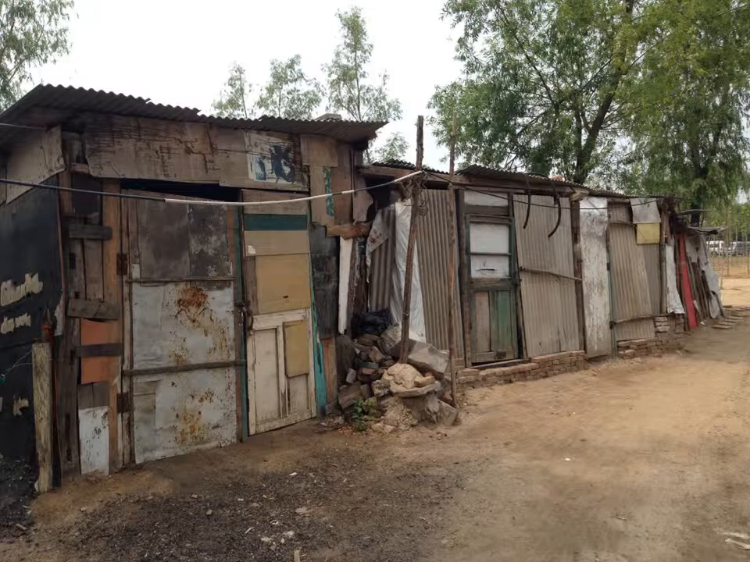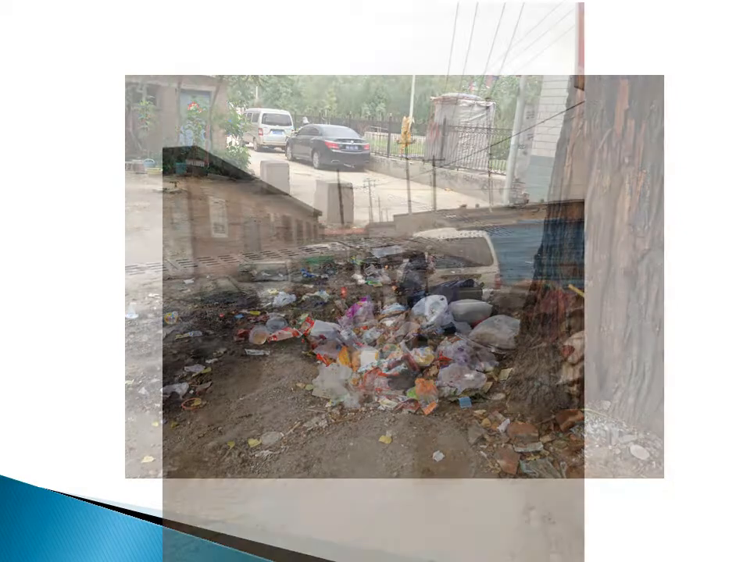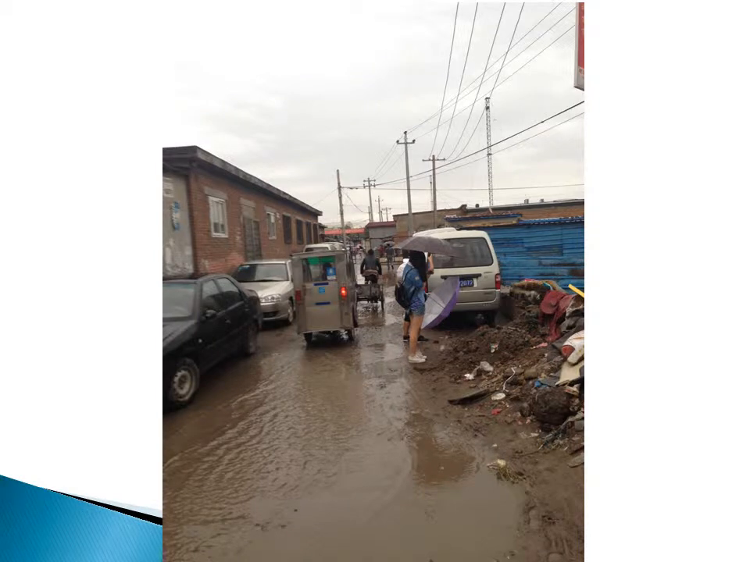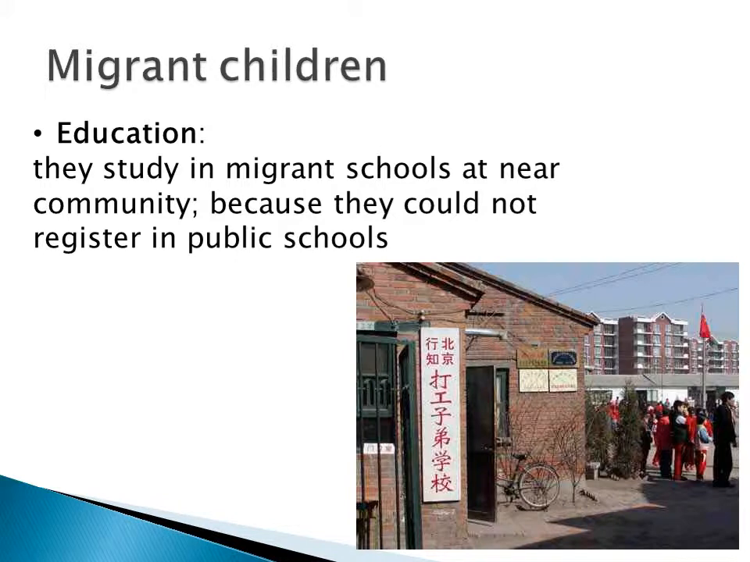These are the pictures I took in the migrant community. The living environment there was really very bad. The traffic there was very disordered and dangerous. It is very hard to believe that there are such terrible living situations and communities in this modern city, Beijing. Also, the children migrant workers brought along to the city are living under such conditions.